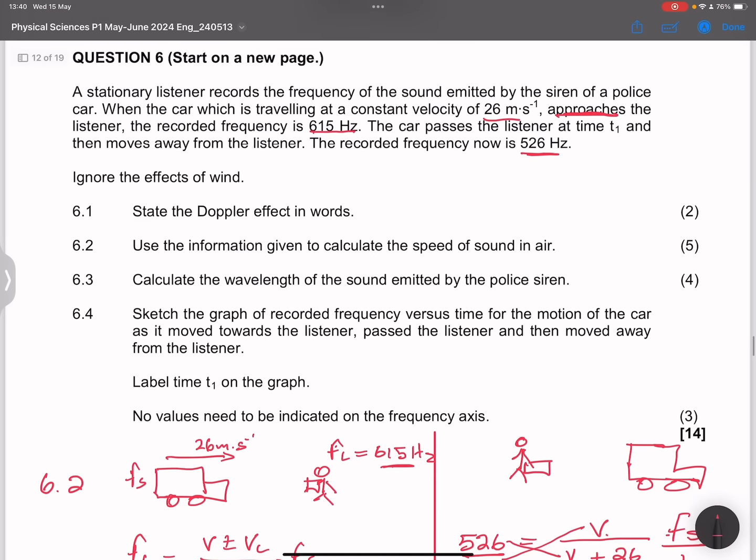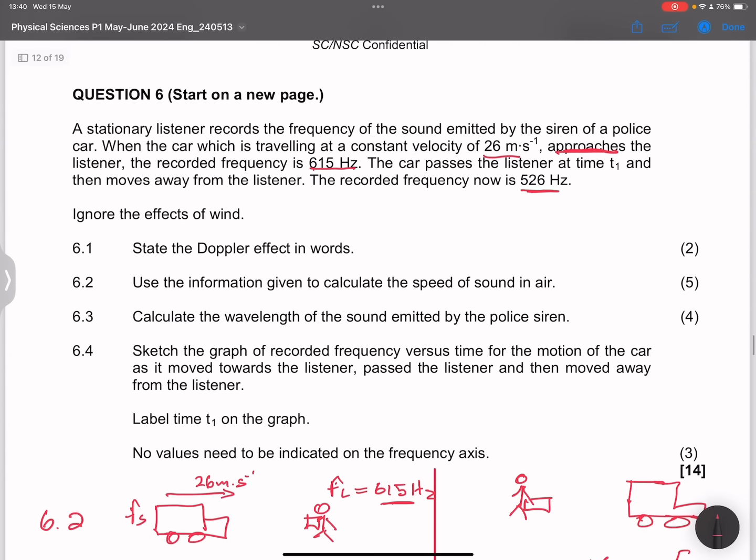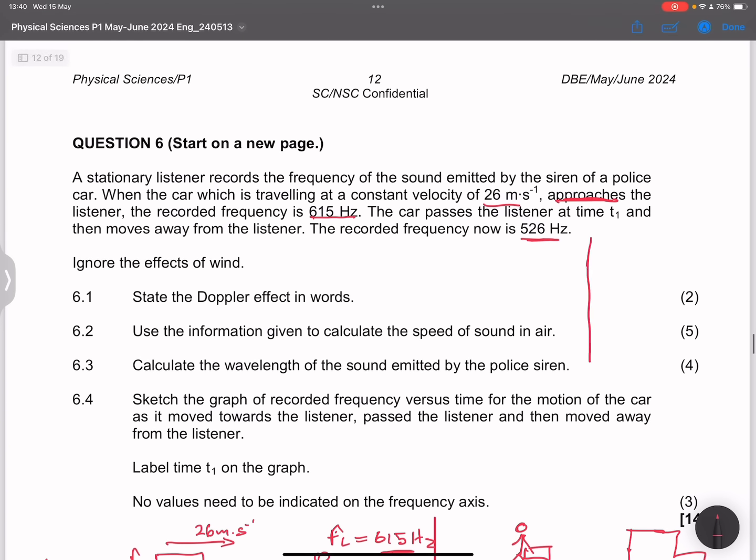Right, and finally, let's go to the next portion. Right, so they say to us, sketch the graph of recorded frequency versus time for the motion of the car as it moved towards the listener, past the listener, and moved away from the listener. Label time t1 on the graph. No values need to be indicated, right? So this is going to be a very simple graph, ladies and gents.